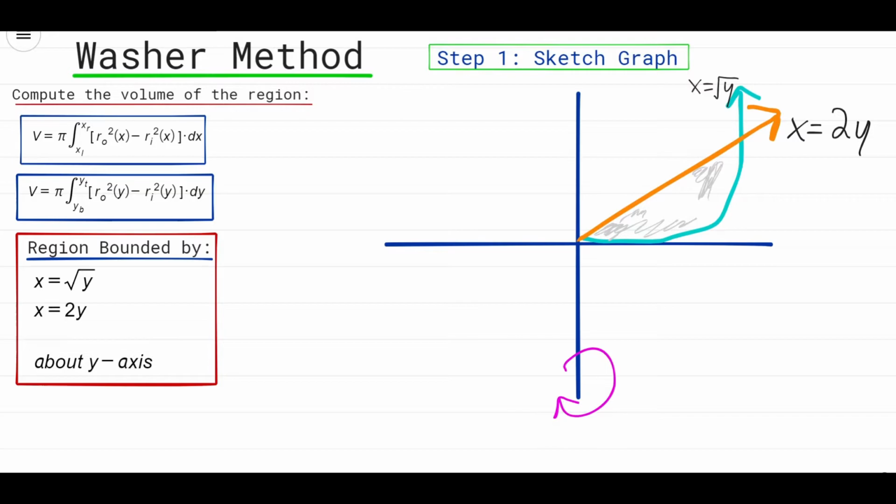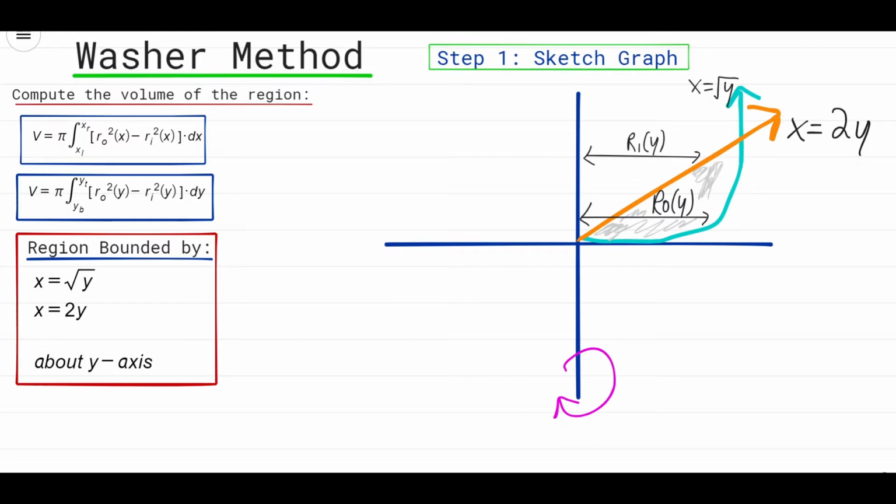So which one's the outer radius, R_o of y, and which one's the inner radius, R_i of y? So the line that's farther from the y-axis of revolution is considered to be the outer radius. So in this case, notice the teal line is farther from the y-axis. So the teal line will be our outer radius, thus making the orange line our inner radius.